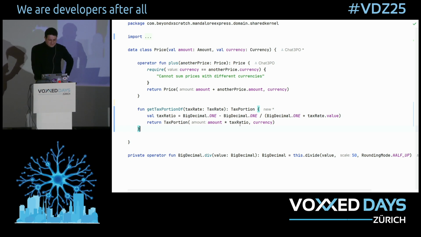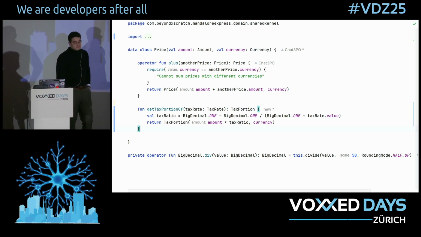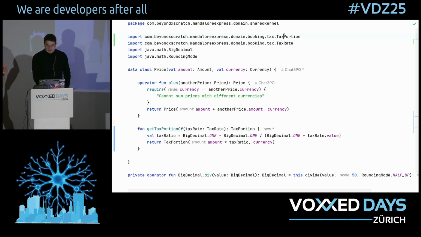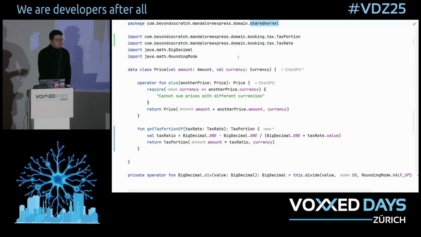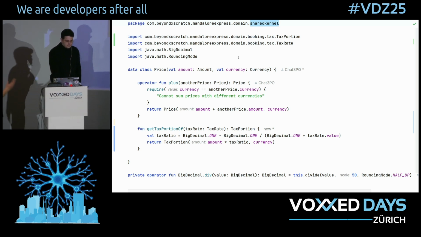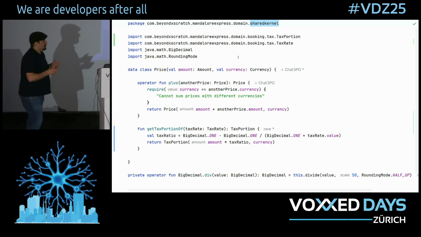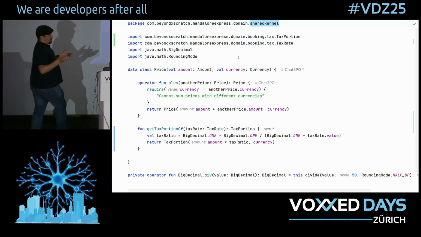You know what? I think I understand now why he crashed. Why? You told him that he shouldn't touch the shared kernel. Yes. And here we just imported tax rate and tax portion. And if I'm not wrong, they belong to the booking domain. Right. Inside the price, which belongs to the shared kernel. So you just contaminated the shared kernel with booking concepts. And because the search is using the same price, you just coupled search with booking together.